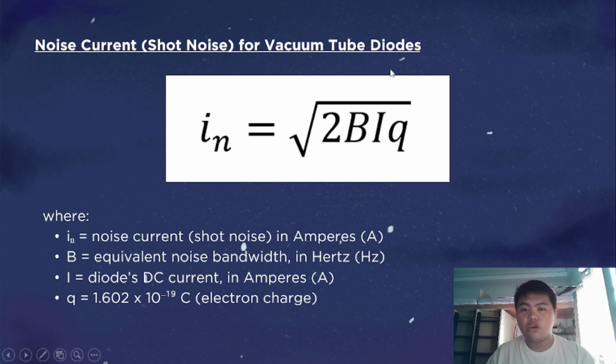So we have a given equation here, which can be expressed as I sub n equals the square root of 2 times B times I times Q, where I sub n is the noise current or the shot noise in amperes, B is the equivalent noise bandwidth in hertz, I is the diode's DC current in amperes, and Q is the electron charge, a constant of 1.602 times 10 raised to negative 19 coulomb.